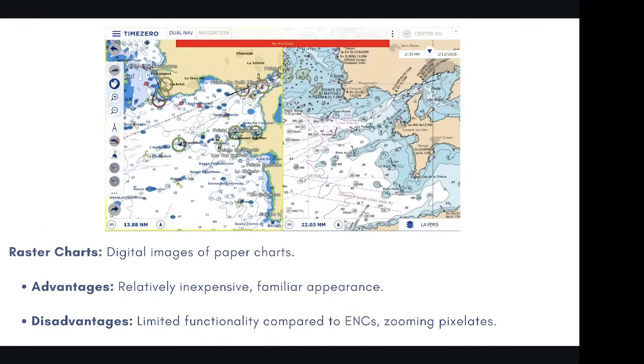And another type that we have is what we call the rasters or the raster chart. So this is the digital image of paper charts.